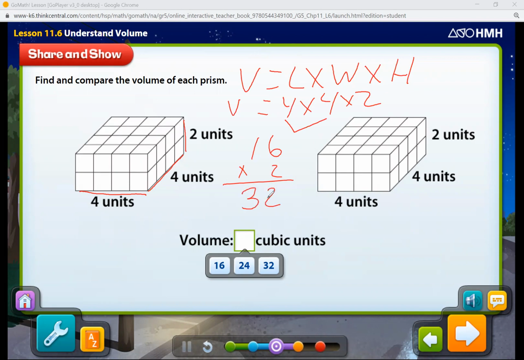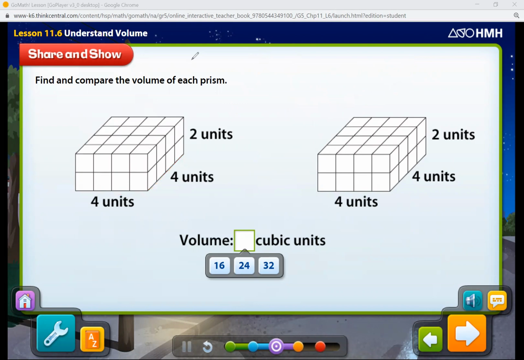32. Absolutely, it's 32. You could also do 4 times 2, which is 8, and 8 times 4 is 32. So you can use the commutative property to make the multiplication a little bit easier for you. That's right. The volume of each prism is 32 cubic units.